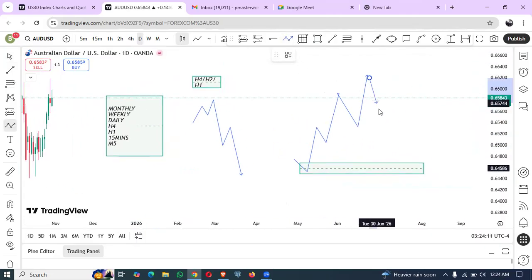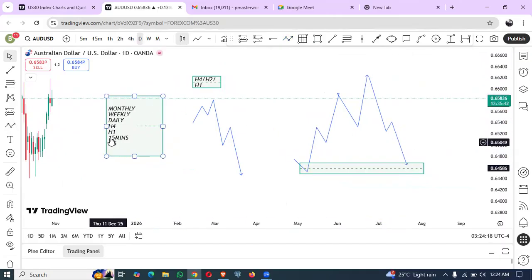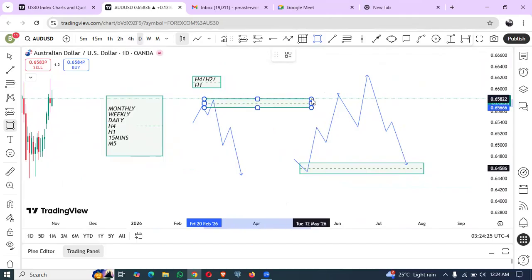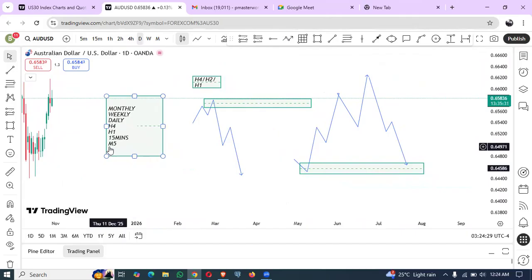Then when the market later comes back to your zone, you switch to the lower time frame, M15, M5, and you look for your confirmation. Then you go long or go short. So you only use the lower time frames, M15 and M5, to look for confirmation to go short. But always mark your structure on the H4, H1, and H2 time frames.